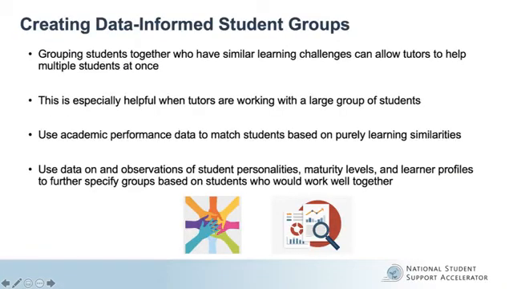If student data is available, using students' academic performance data to match students together who are facing similar learning challenges can allow tutors to address all such students' needs at once. Tutors can also adjust groups based on students' personalities and learning styles. Primary data used to form these initial groups can include program diagnostic data, school baseline data, and program session assessments, while secondary data that can be used to create these more specific groups can be data that takes notes of students' personalities, maturity levels, and learner profiles.